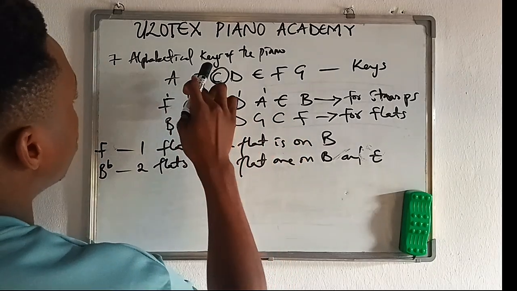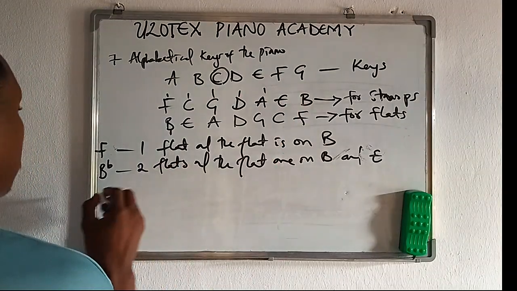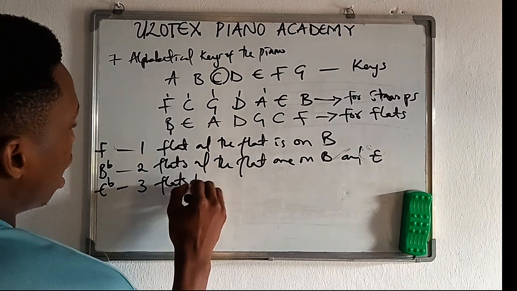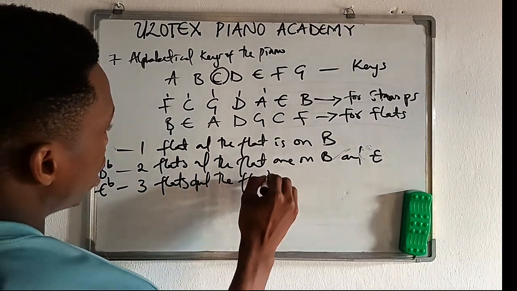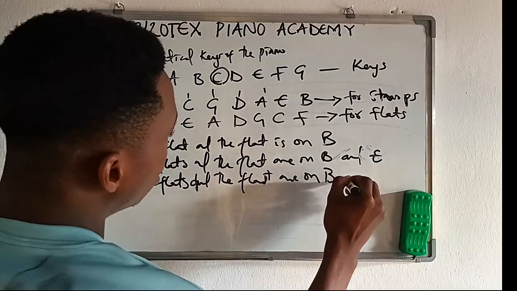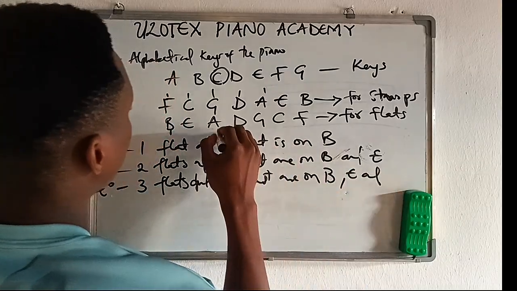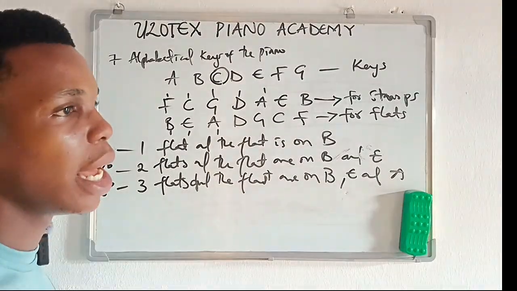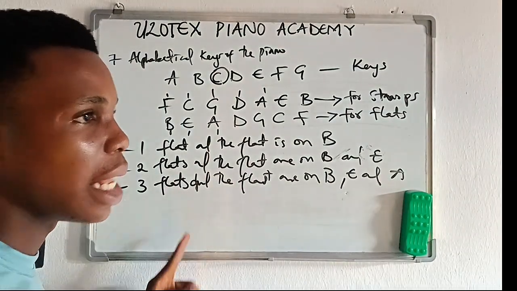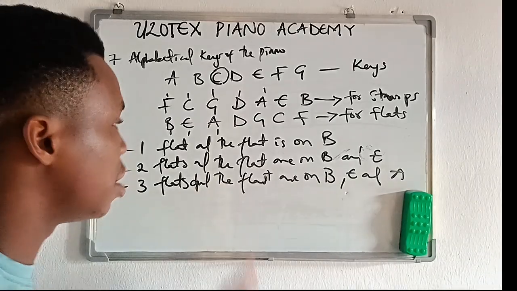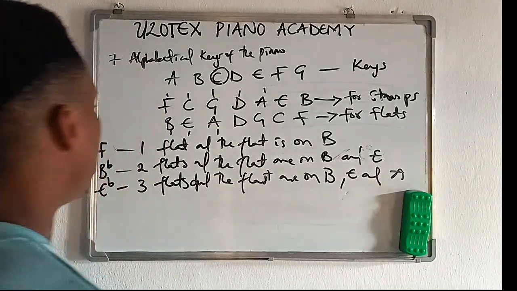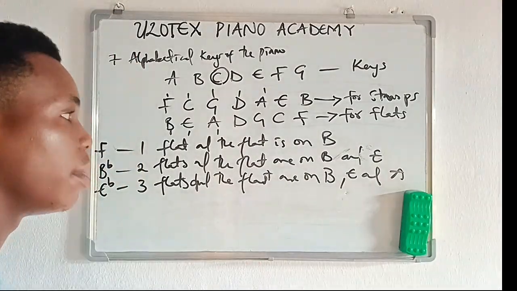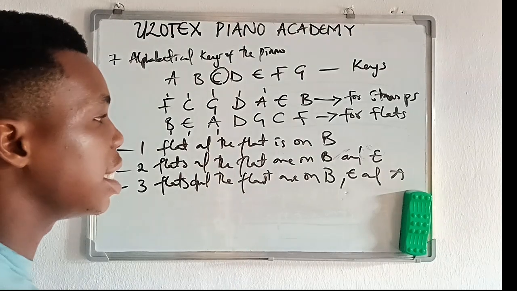Let's continue. 1, 2, 3, 4, 5. We have the key of E flat, and the flats are on B, E, and A. And mind you, those black notes, we usually and professionally call them flats. We don't call them sharps. It's normally flat. So now, key of E flat, if you want to play it, you must flat B, you must flat E, and you must flat A.